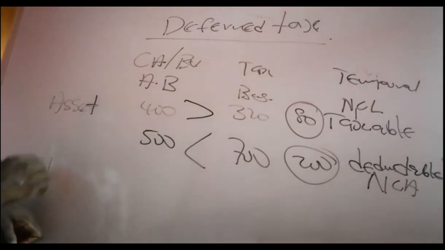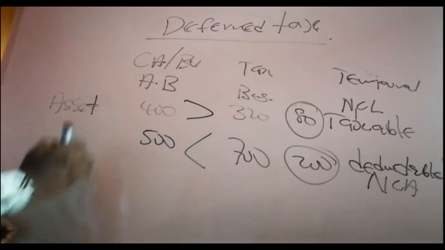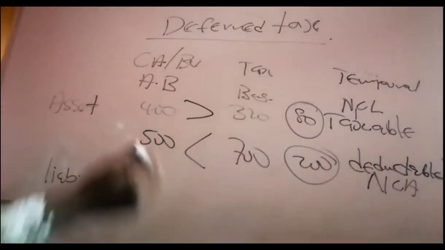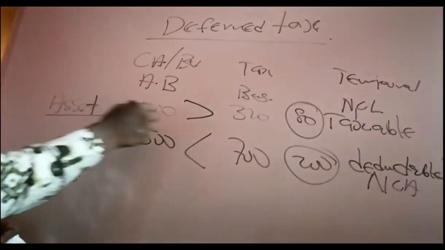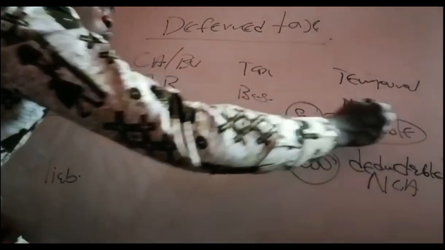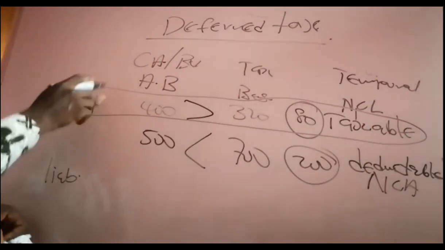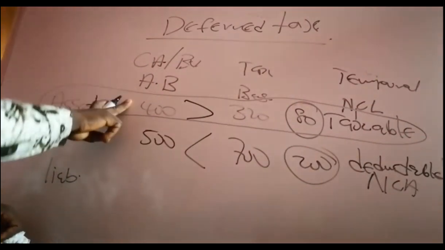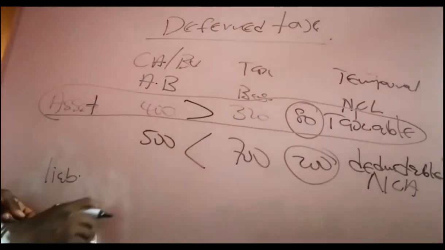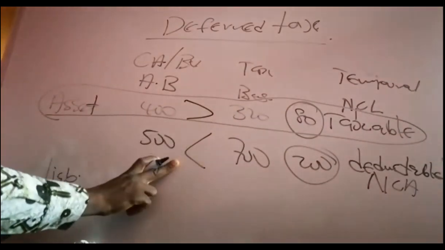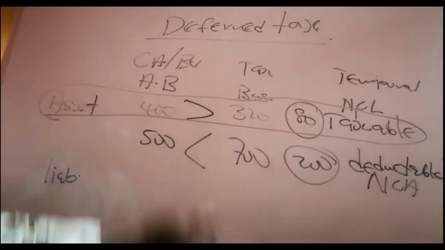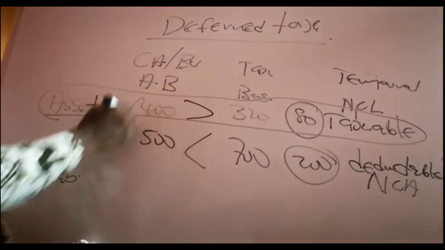What if it's a liability? It's a reverse. Don't even worry yourself to memorize everything. Just learn the first one. The opposite is true. The first one suggests that if it's an asset and the current amount is more, it's taxable. If the current amount is less, it's deductible. What I've said, the reverse is true for what?